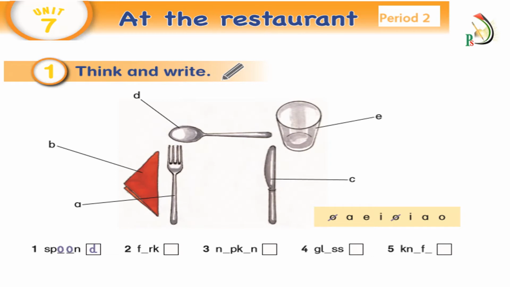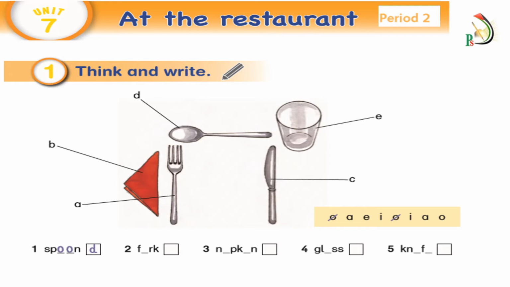Great job. In this activity, I want you to write the missing letters, okay? And tell me which picture, okay? Number 1, spoon, and it's done for us. Spoon, picture D.